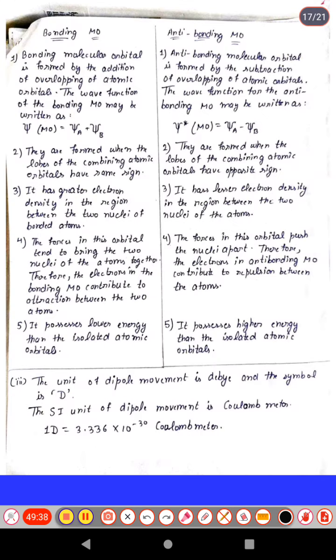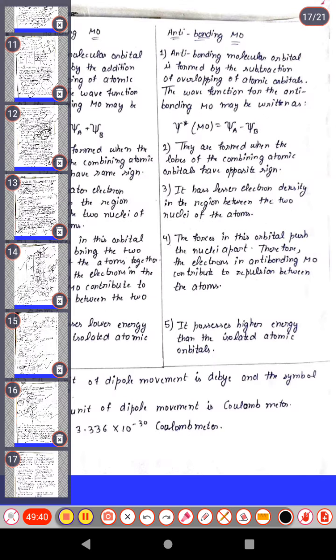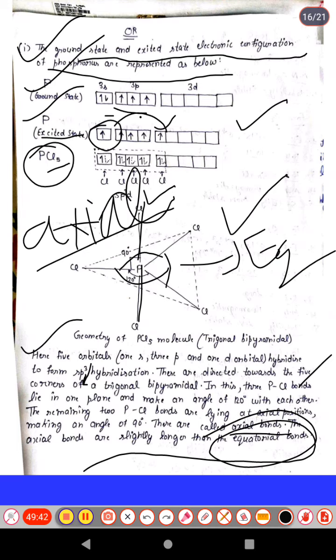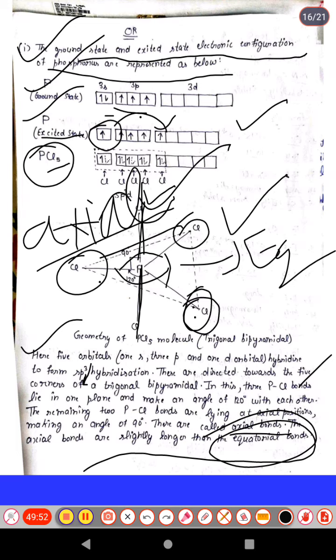The main reason for the greater length of the axial bond is that it experiences more repulsion from the 3 equatorial bonds, due to which the axial bonds are longer. The equatorial bonds only get repulsion from the two other equatorial bonds. So due to that, the axial bonds are longer than the equatorial bonds.